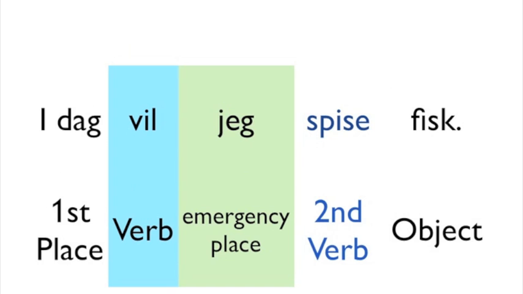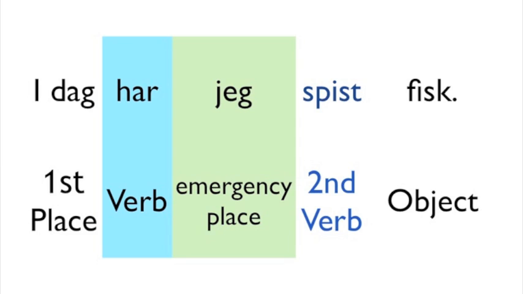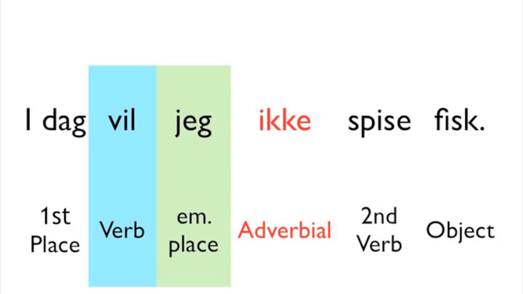When we have two verbs in a sentence, like here, for example, a modal verb and another verb, then only the first verb will be at the second place. The second verb, standing in the infinitive or in a so-called participle, will be at a place directly in front of the object.